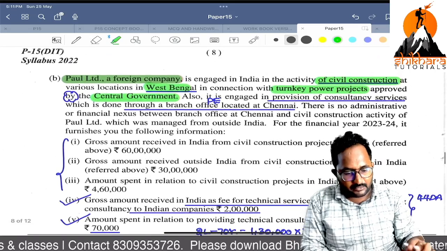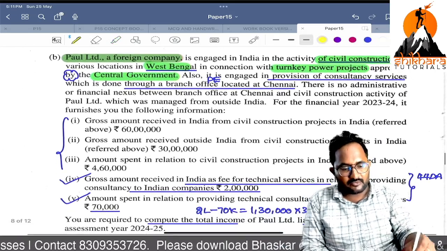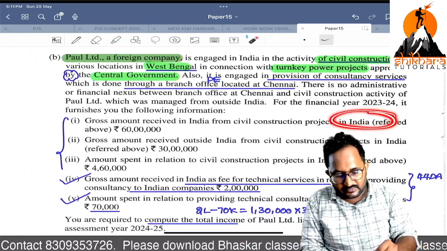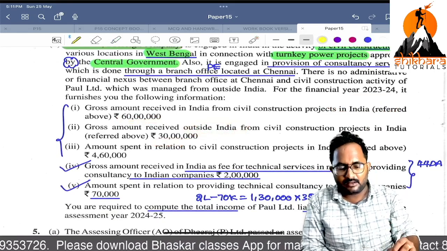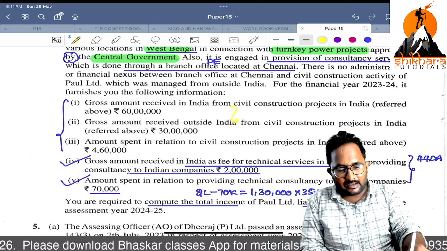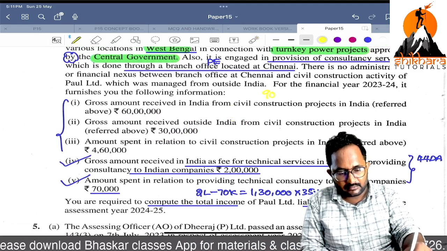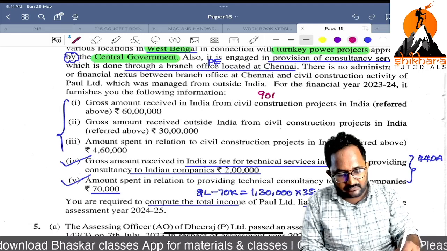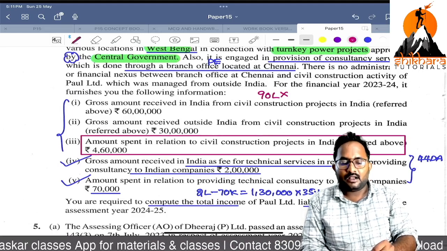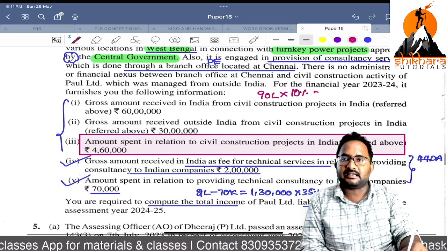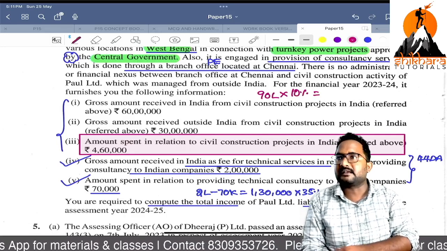Now remember, what is the gross amount we received in India? 60 lakh. What is the amount you received outside India? No problem. How much? 30 lakh. So total amount is 90 lakh. Alright. Total amount is 90 lakh. Sir, can this be taken as deduction? No, because on the total amount we can apply the 10%. You can get the presumptive income.